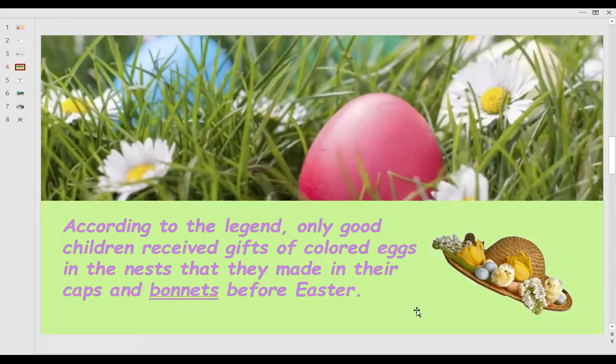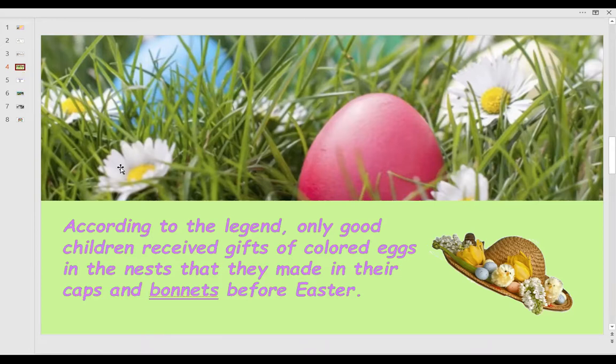So, according to legend, then, with Osterhaus, only good children received the gifts of colored eggs in the nests that they made in their caps and bonnets before Easter. Do you see how it's all coming together? So, does that tell us that the Easter Bunny came first or Peter Cottontail? Again, here's the answer. Okay. So then we're in the 1800s.